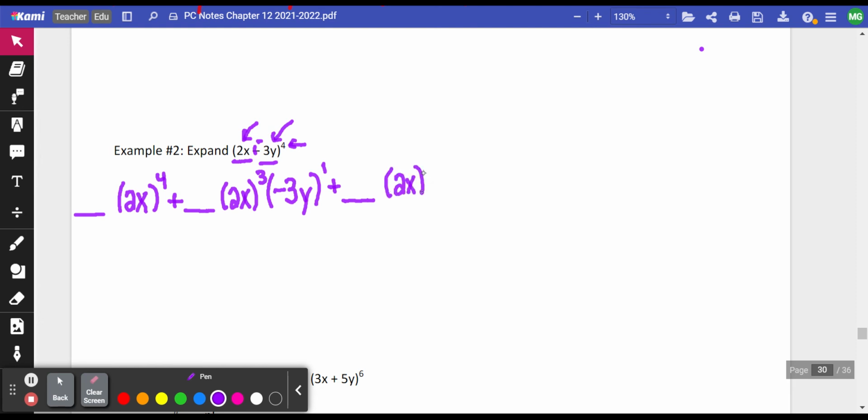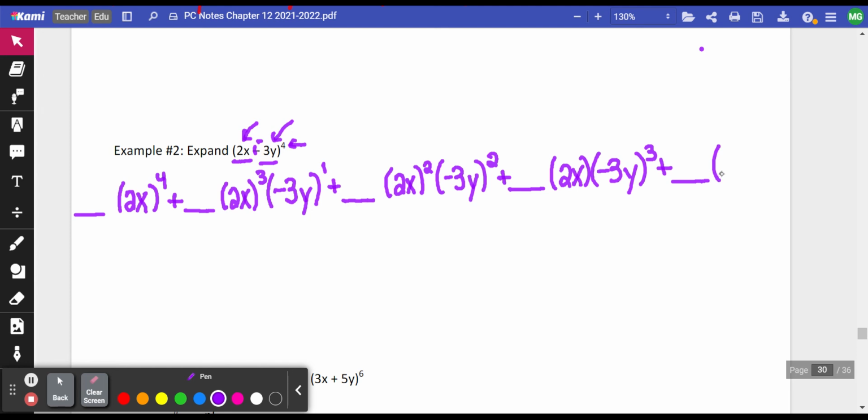We have 2x squared, negative 3y squared, plus 2x to the first, negative 3y cubed. And of course, our last term, which is not going to have 2x, it'll be 2x to the 0, so we're not writing it anymore, negative 3y to the 4th.